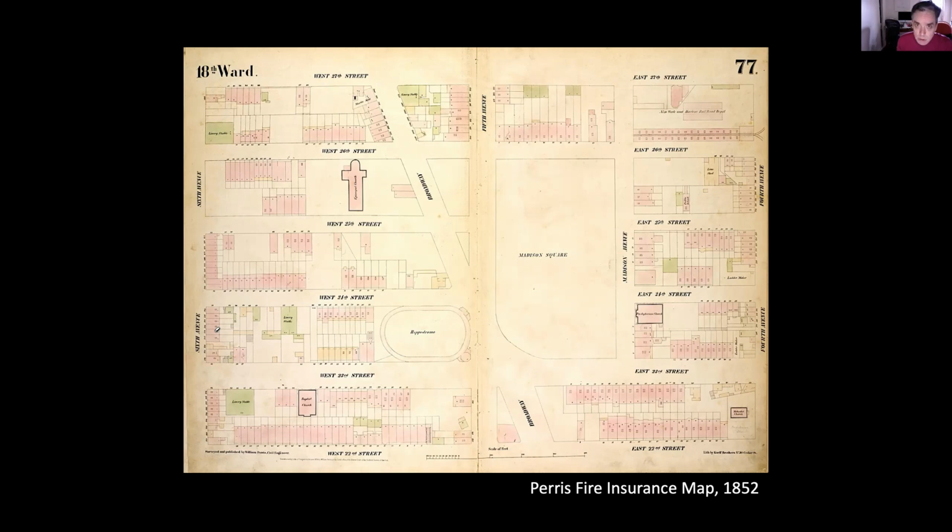So these are really useful for doing research, especially if you're an architecture student. So this is something that comes in very handy when you're researching a site in your studio courses. These are the Perris fire insurance maps, and you can find them online on the New York Public Library website. And that information is in your syllabus if you want to look at these further.